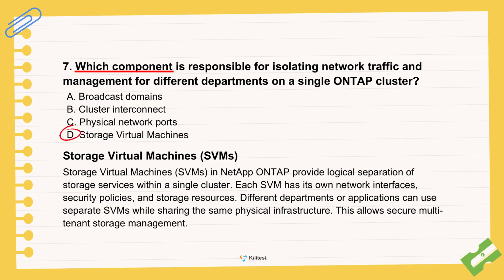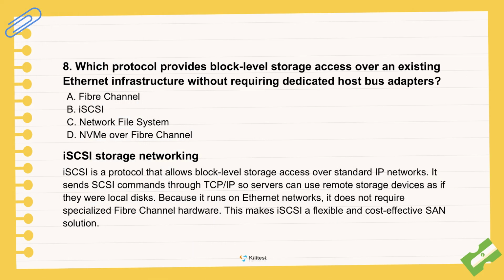Right. But every single tenant has their own locked front door, their own private plumbing, and their own completely secure living space. The accounting department's SVM has absolutely no idea that the human resources SVM even exists on the network, even though their data might literally be spinning on the exact same physical hard drives. It is the foundation of secure cloud architecture. Now, once you have those isolated SVMs, how do the host servers actually mount the storage? That's question 8. Right. Which protocol provides block-level storage access over an existing Ethernet infrastructure without requiring dedicated host bus adapters?